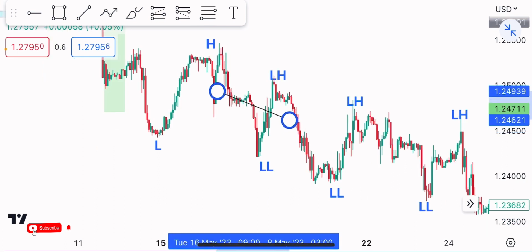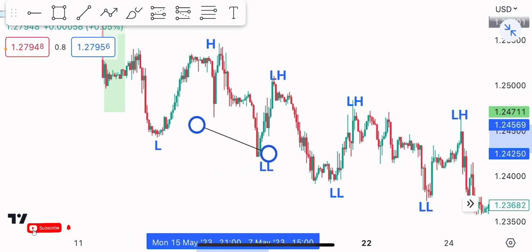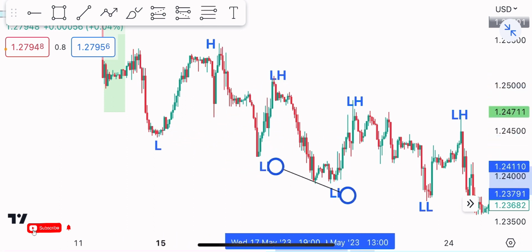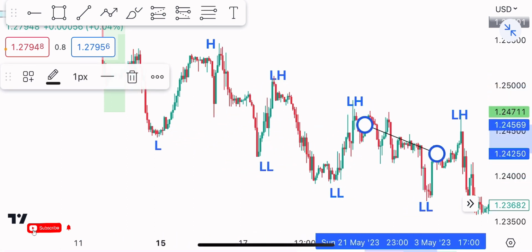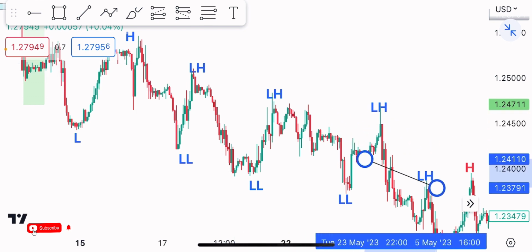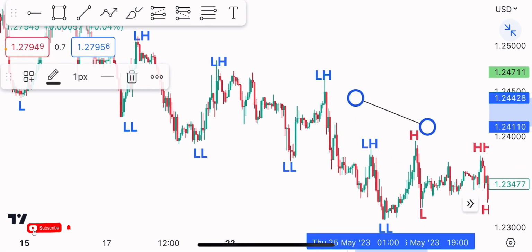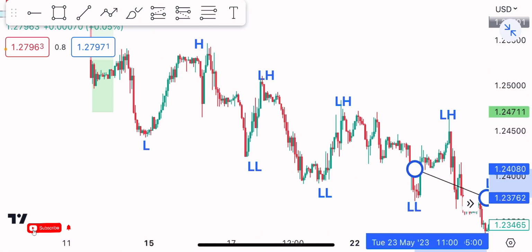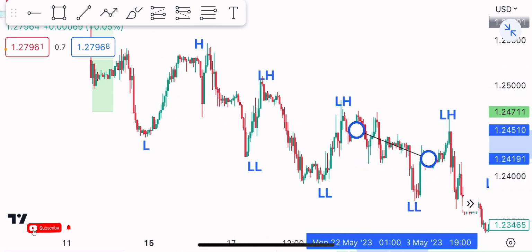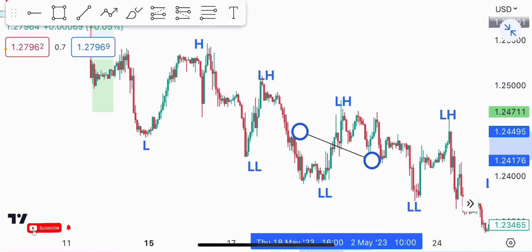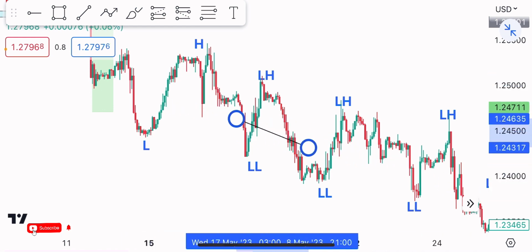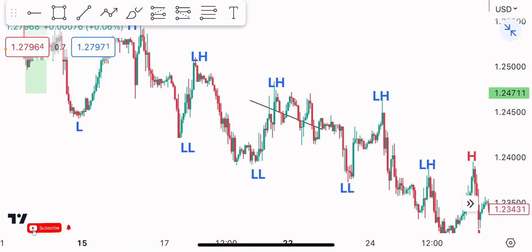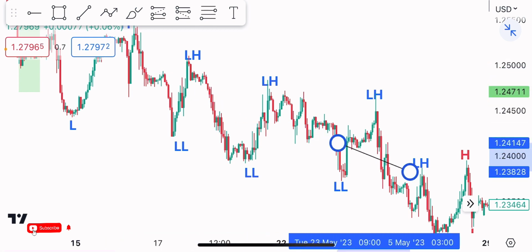The nature at which the market is creating a high, a low, a lower high, a lower low, a lower high, a lower low. This particular market nature moves the market to the downside. It gives the market a downward direction. The market creating lower highs and lower lows gives the market a downward direction.